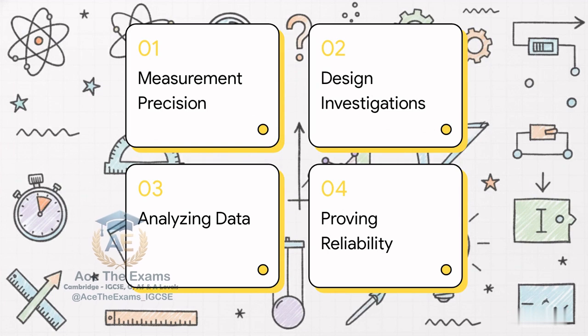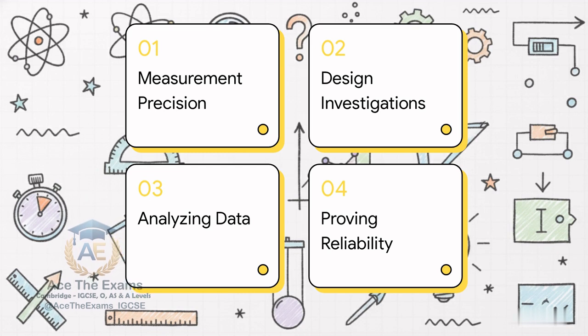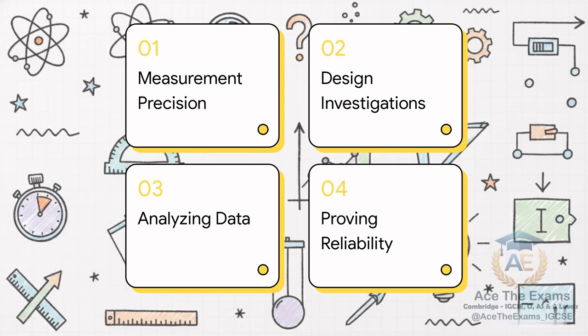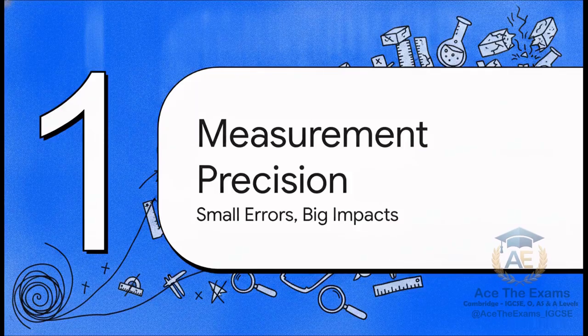So, to help you avoid those exact pitfalls and truly understand the scientific method, we're going to build your practical toolkit across 4 crucial areas today. Number 1, measurement precision. Number 2, designing investigations. Number 3, analyzing data. And number 4, proving reliability. Let's start with Section 1, measurement precision.